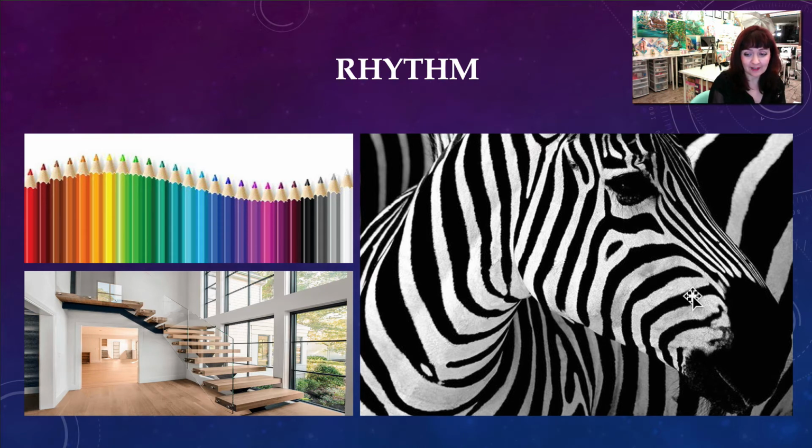More examples: in photography here we have the zebra. The actual lines are being repeated, even though they're not regular. Some of them are a different shape. They're kind of irregular shapes and lines being repeated, but overall they create a rhythm. And in this interior photo, the repetition of the stairs creates that rhythm.